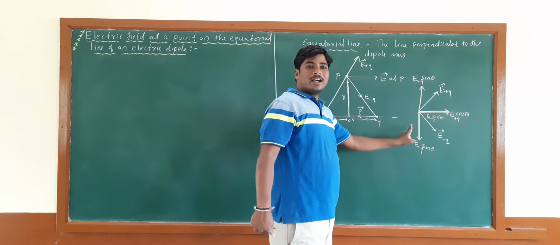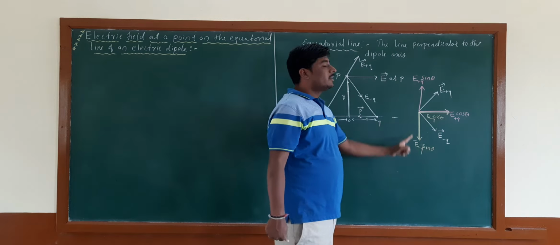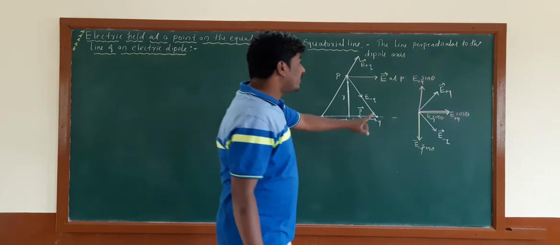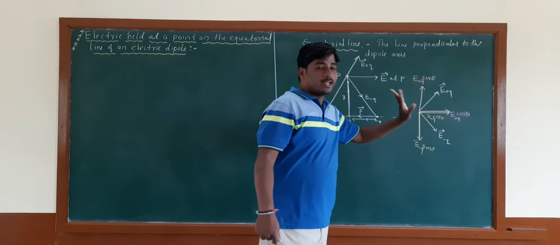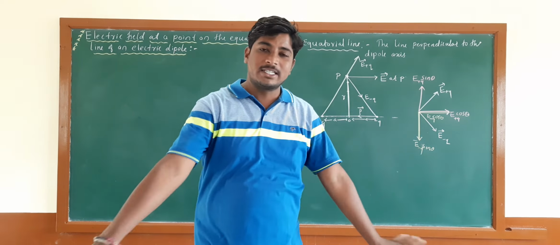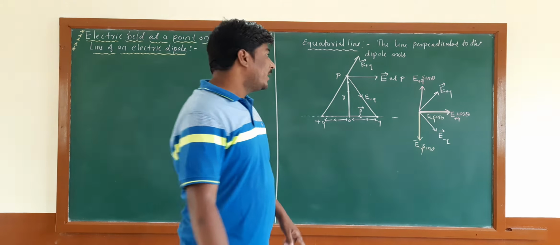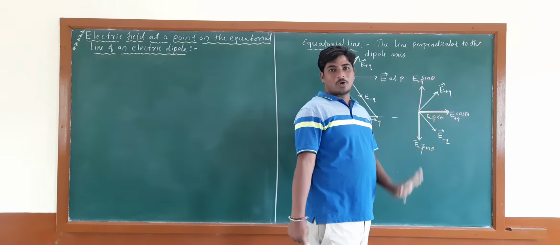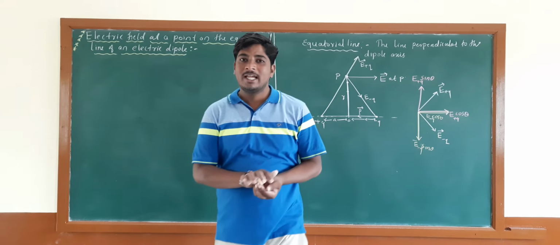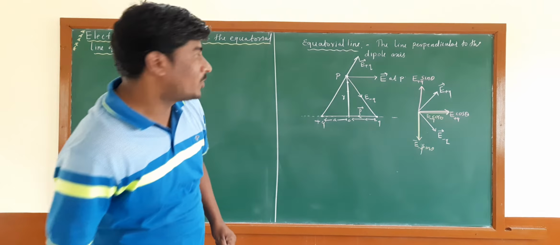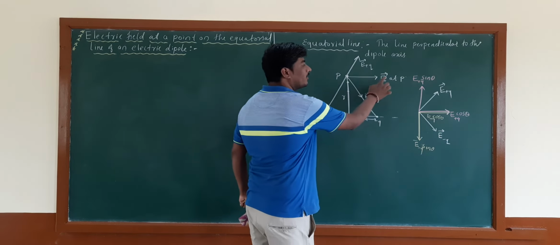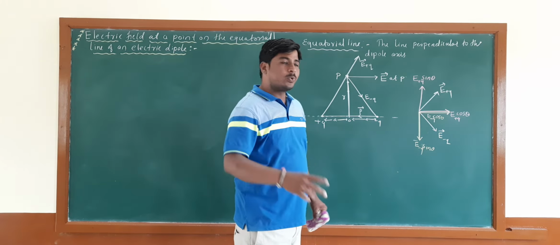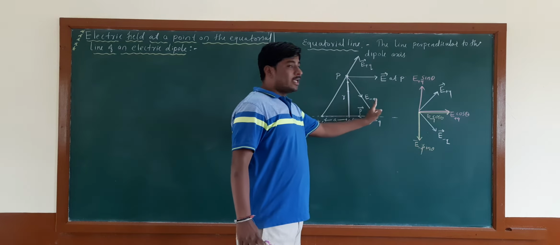But they are opposite in direction. Hence, E plus Q sin theta and E minus Q sin theta get cancelled. What remains here is simply E plus Q cos theta plus E minus Q cos theta. So these two get added now. Correct? So the resultant electric field can be calculated by resolving two fields, E plus Q and E minus Q.